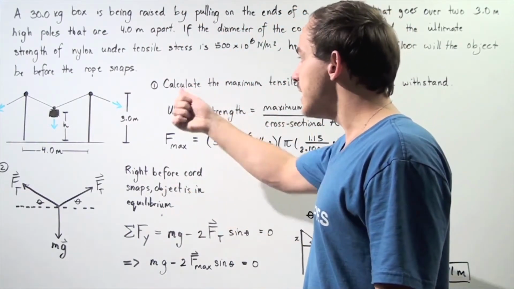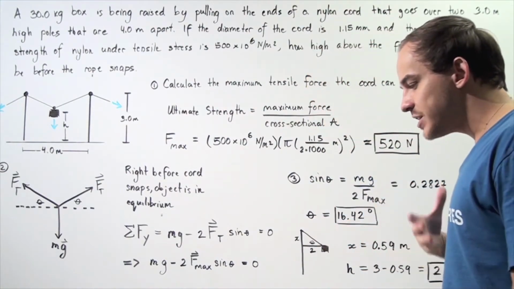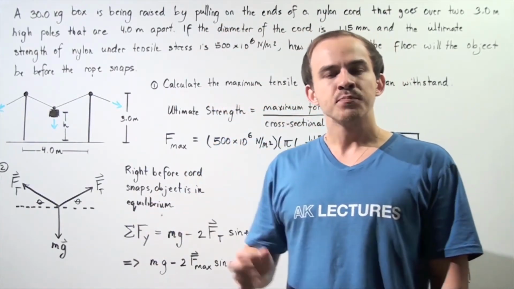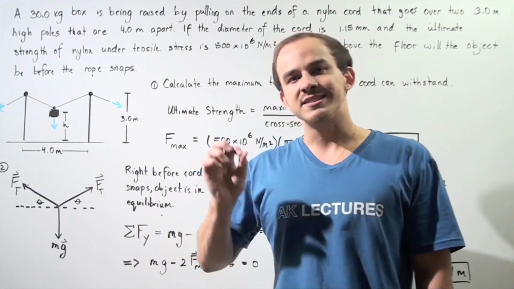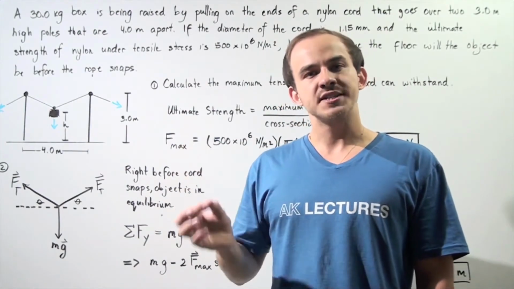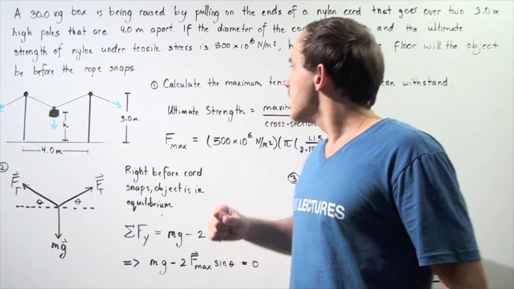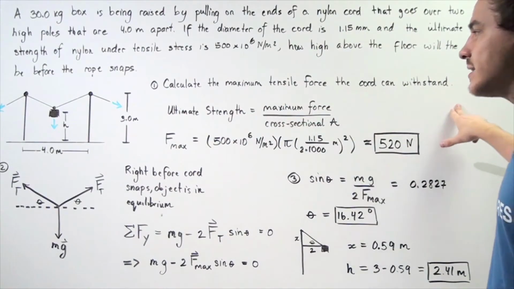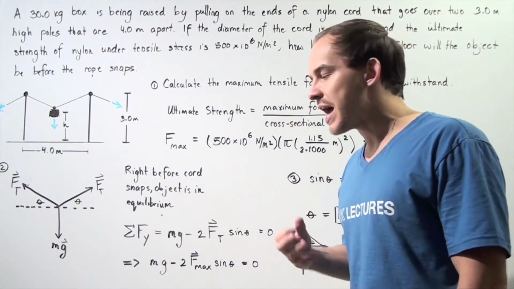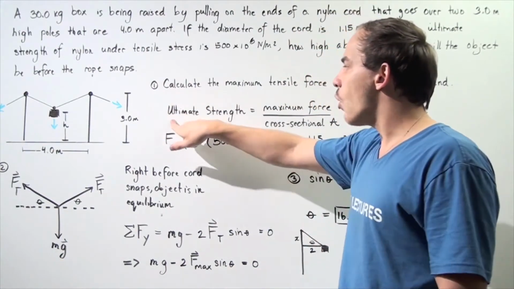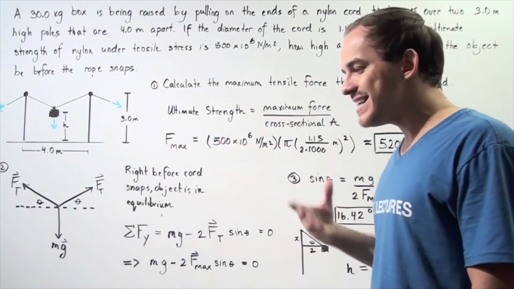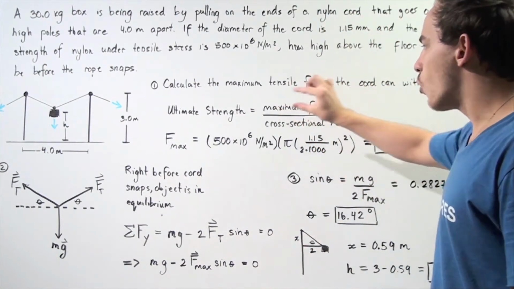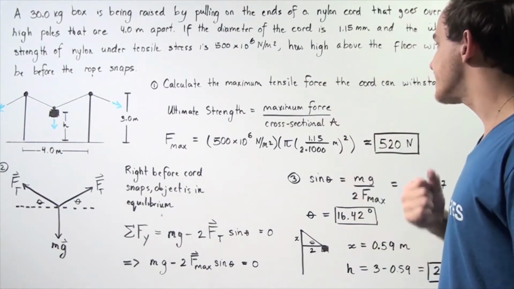In other words, in the first step of the problem, we're essentially asked to use the ultimate strength of our nylon cord to calculate the highest possible tensile force that the cord could experience before it rips. So we want to calculate the maximum tensile force the cord can withstand right before our cord snaps, our cord fractures. So recall that ultimate strength of our nylon cord is equal to force divided by area, where the force is the maximum force that the cord could experience before it snaps.